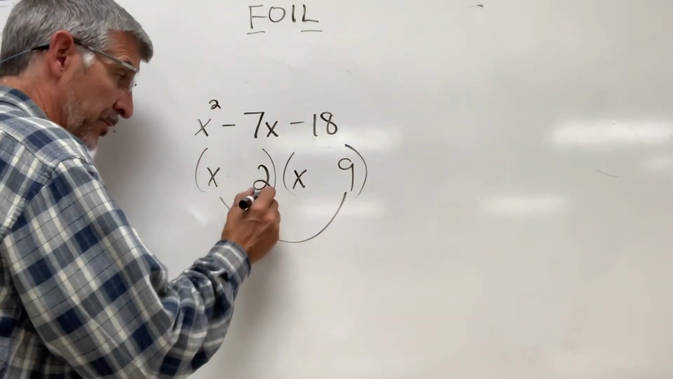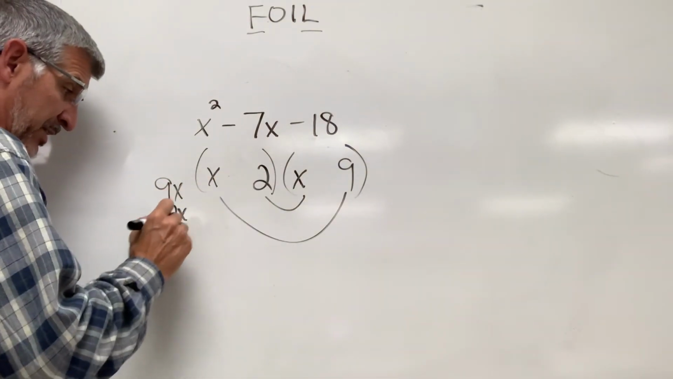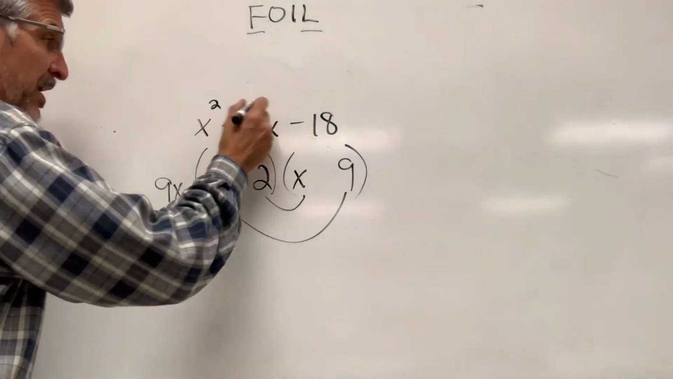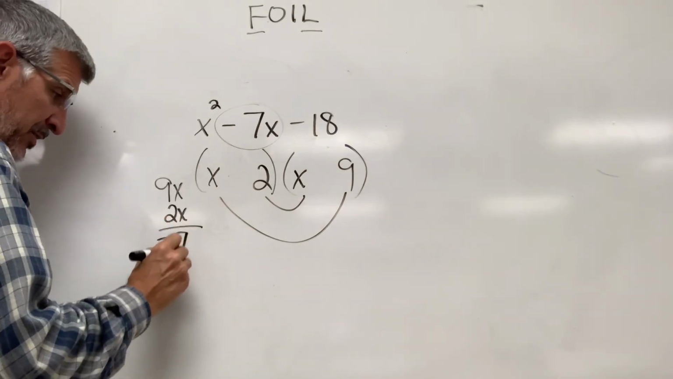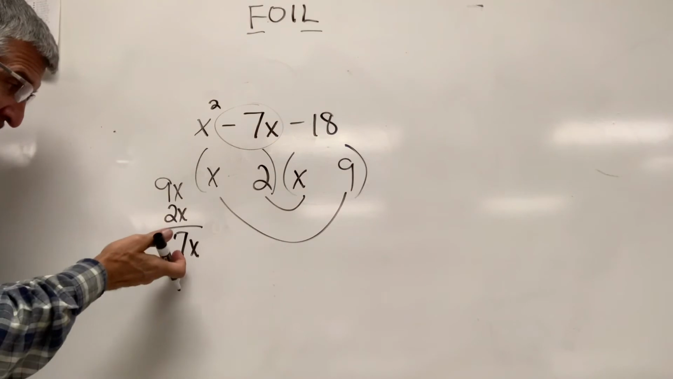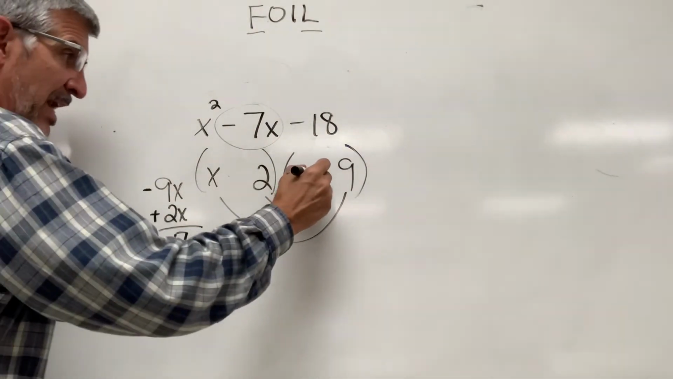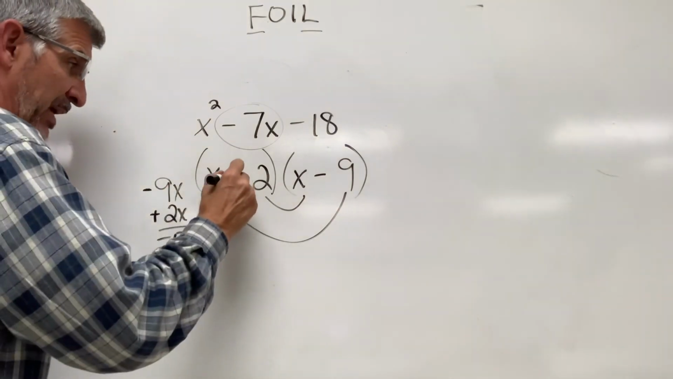You get your grin on, you write 9x, and then you write 2x. Don't put your signs in here. You're trying to get a -7x. So then you just do your math and you go, okay, which one of these has to be negative? For me to get a -7, it has to be the biggest one. So the 9 would be negative and the 2 would be positive, and I am done.